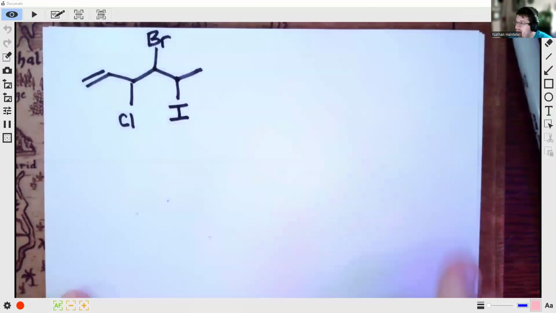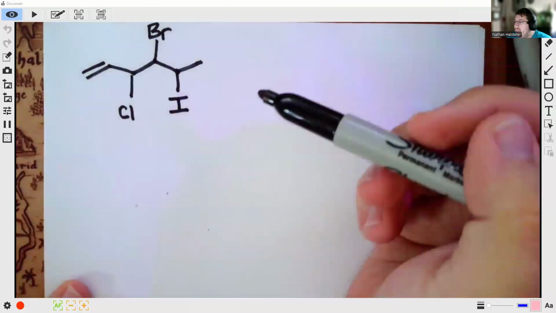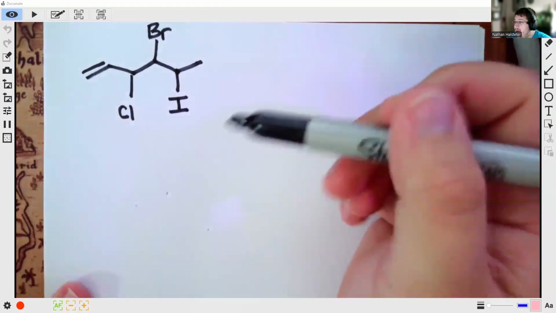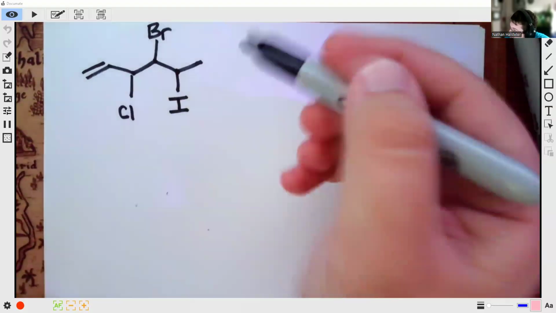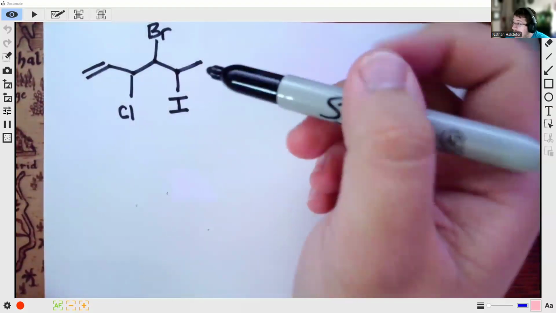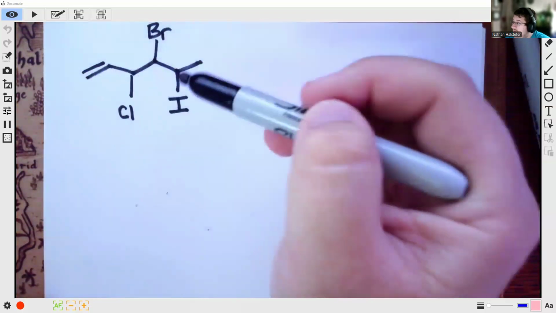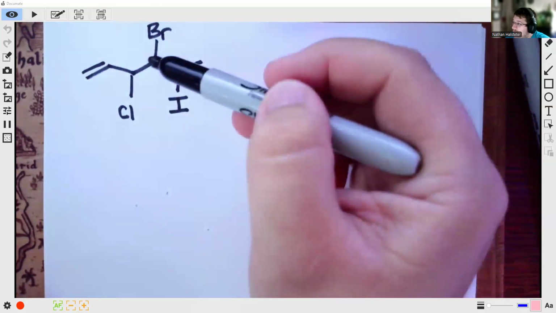All sorts of practice with this one. So pause it, try to do this on your own, try to name it. I'll go through it. So finding a large carbon chain is the first step. Shouldn't be too tricky with this one. 1, 2, 3, 4, 5, 6, or 1, 2, 3, 4, 5, 6.